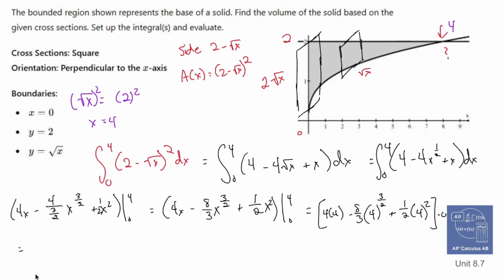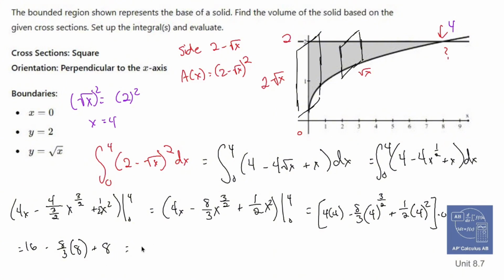Okay, so that becomes 16, minus 8/3. If I square 4, I get 16. And the cube root of 16 is going to be 2 root 2. No, it's not. There's nothing I can do about that. Oh, no, I take it back. I'm cubing 4, which is 64. And then the square root of 64 is 8, so that's not that bad. I apologize. Plus 1/2 of 4 squared is going to be 1/2 of 16, which is 8.